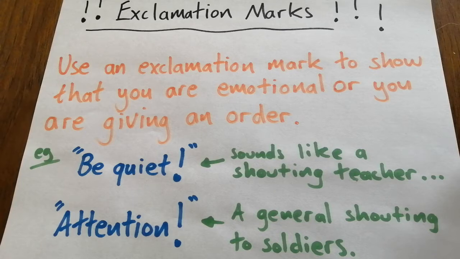So you could be shouting at a game of football or something else and your team have scored a goal and you might shout, yes! That would get an exclamation mark at the end of it because it's an emotion. The two I've given here are not quite happy emotions, but let's have a look at them. Be quiet! That sounds a bit like a wee bit of a shouty, unhappy teacher because maybe her class or his class is too noisy. Attention! Could be a general shouting to soldiers to tell them all to stand up straight and look as smart as they could. So these would get exclamation marks at the end of them.